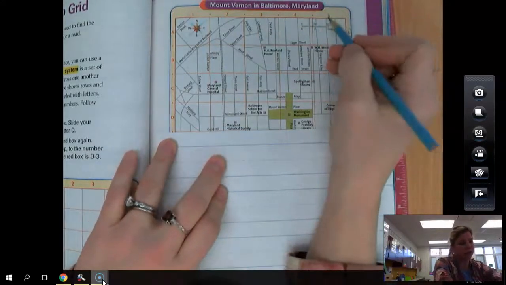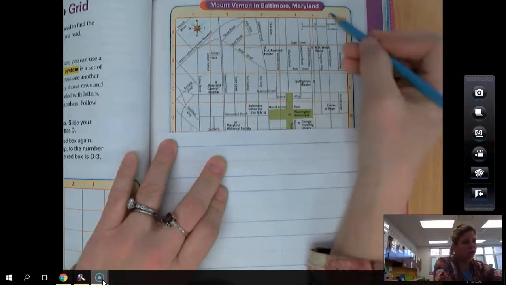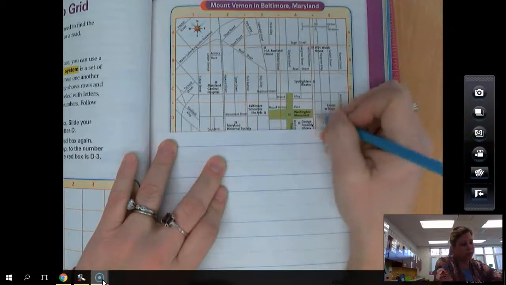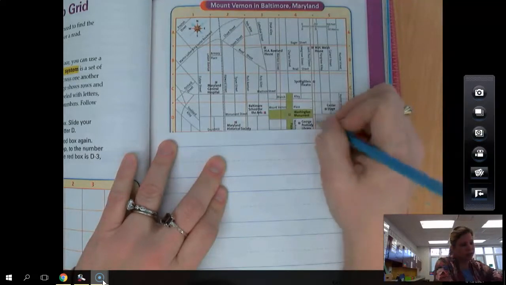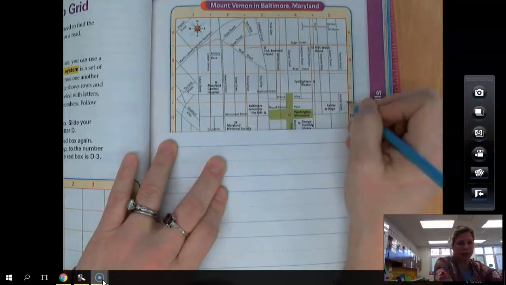Since I covered the bottom, remember your numbers are at the top as well. So I'm going to go 5 all the way down. And remember, I'm looking in this entire box. See that thin red line? That's everything that's in the D5 box, okay?